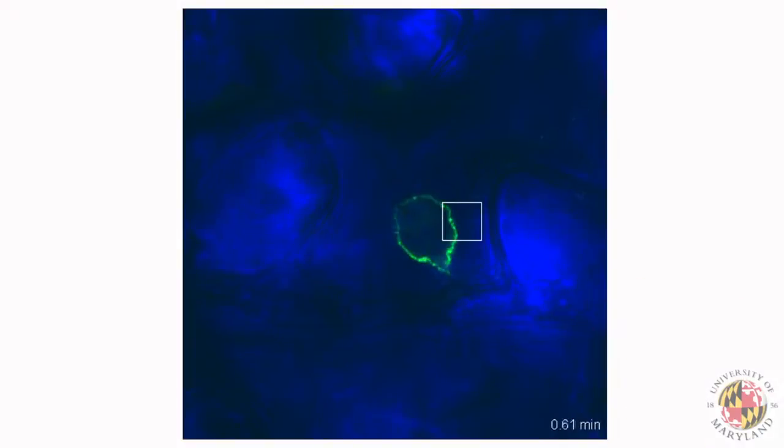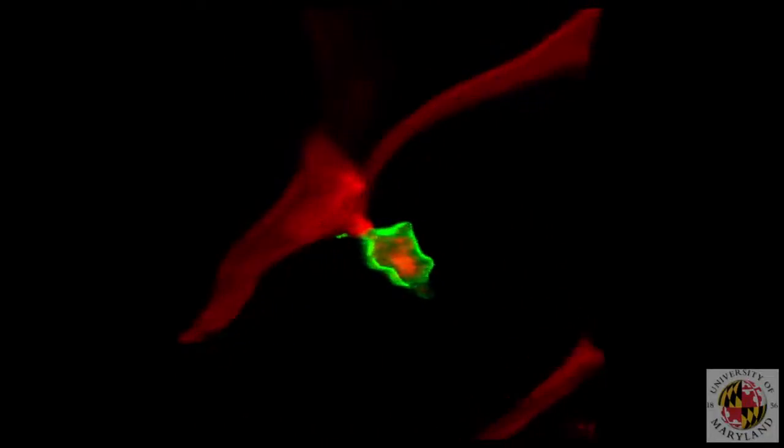As demonstrated by this short movie, RPW8-YFP is targeted to the EHM by membrane vesicles. Small green dots carrying RPW8-YFP are moving, docking, and then fusing to the EHM. This is a reconstituted 3D confocal image showing that the fungal appressorium penetrated the host cell wall and formed a haustorium inside the host cell. The haustorium is encased by the EHM, where RPW8 is specifically localized.